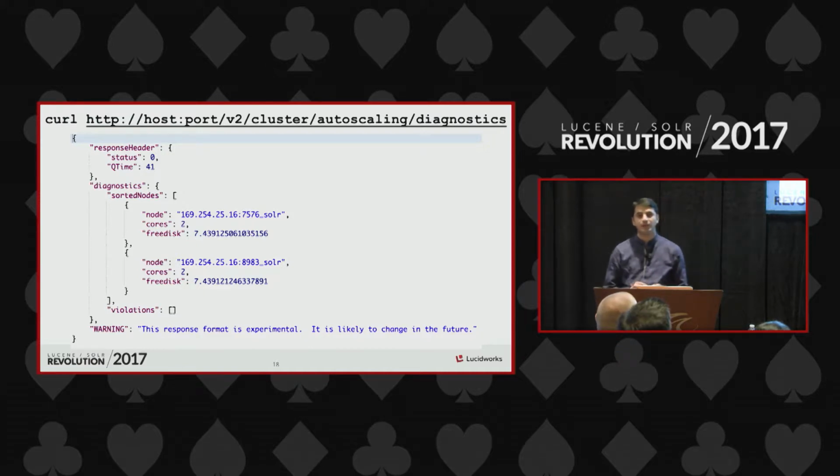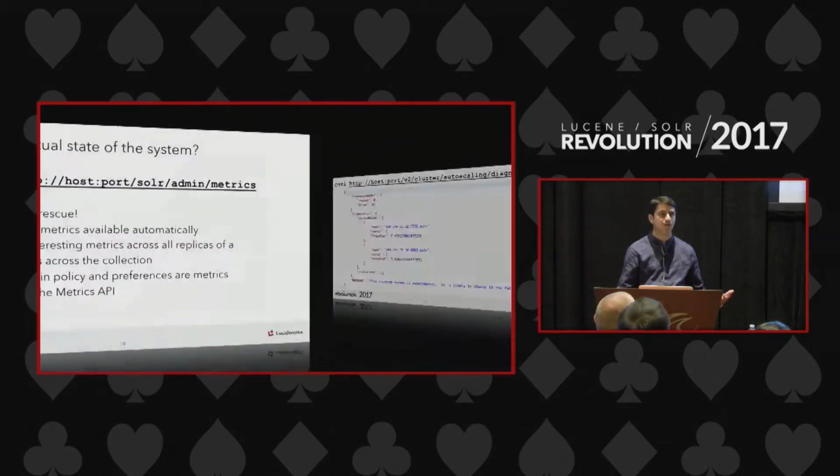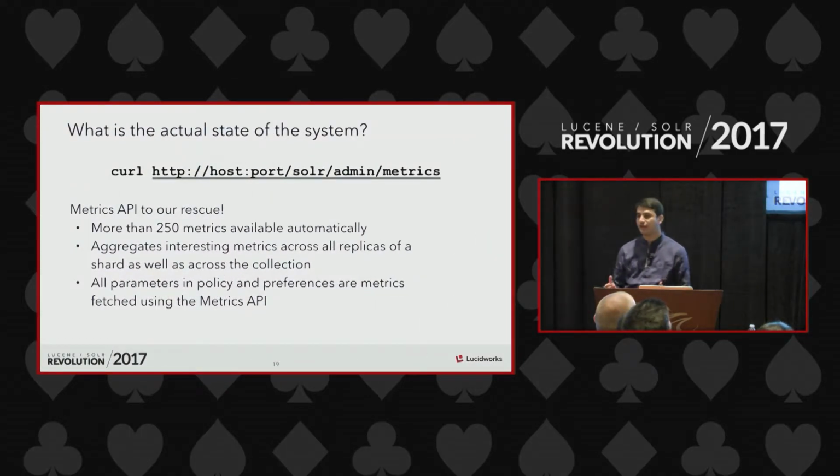So this is about the desired state of the system. How do you measure the actual state of the system? This is actually one of the reasons why we built the metrics API. Of course, exposing metrics is great, but we did a lot of work on the metrics API, especially because we wanted to use those metrics when we were building autoscaling. The metrics API, if you haven't seen Andrzej's talk yesterday, returns almost 250 different metric properties. It also aggregates certain metrics on the shard level and on the cluster level.